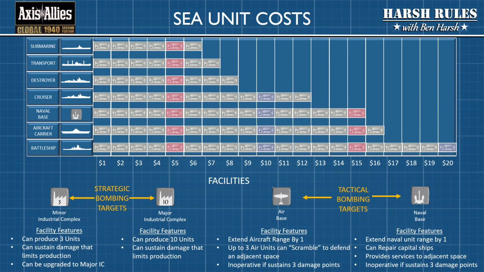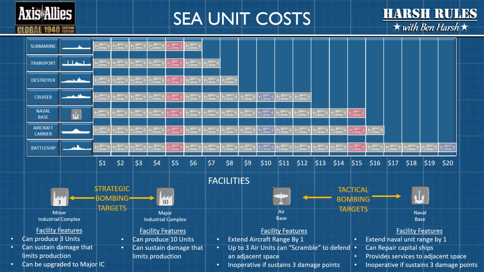The 1940 series also introduces the Facilities unit type. Facilities units include industrial complexes, air bases, and naval bases. Industrial complexes are used to produce air, land, and sea units and come in major and minor varieties. Minor industrial complexes can produce 3 units per turn. Major industrial complexes can produce 10 units per turn. An industrial complex produces 1 less unit for each point of damage received from strategic bombing raids.